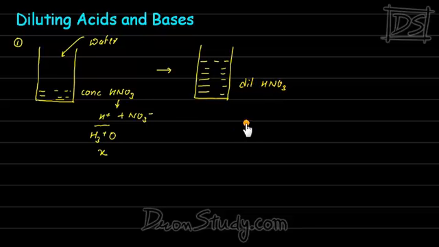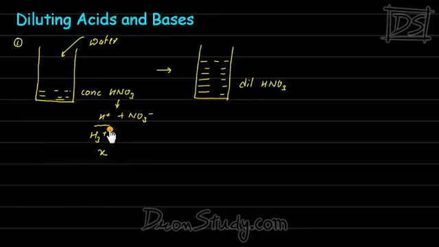Now students, tell me, if the hydronium ions were X in number, now would the number of hydronium ions increase, decrease or remain the same? What do you think students? Would the number of hydronium ions remain the same, increase or decrease? Tell me.